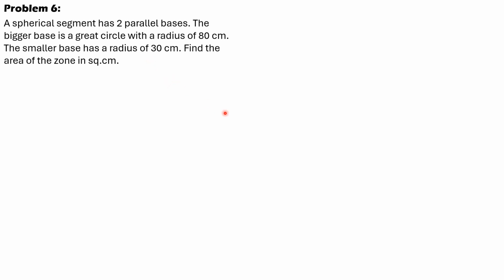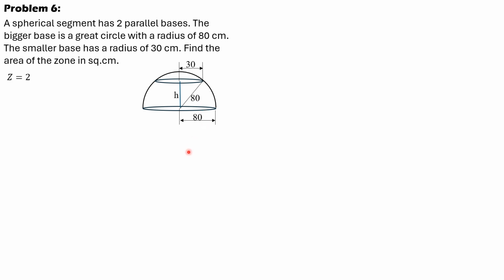So to help analyze the situation, let's draw the figure. So this is the great circle of radius 80. So that's why this is also 80, and let's call this h. The radius of the small circle is 30. So that h is square root of 80 square minus 30 square. And the zone area is 2 pi Rh, where R is the radius of the great circle, which is 80.